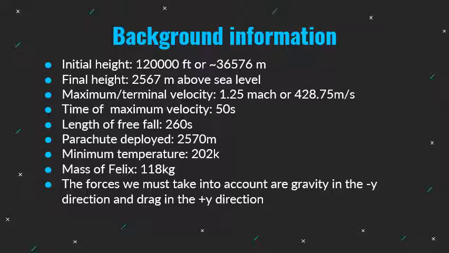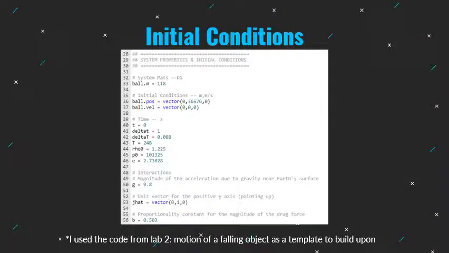So for my background information, we know his initial height is about 37,000 meters. His final height is about 2,600 meters because he does not land at sea level. We know his maximum velocity was 428.75 meters per second, and the length of his entire fall was 260 seconds, and that his mass is 118 kilograms, and that the only forces we need to take into account are gravity in the negative y direction and drag in the positive y direction.